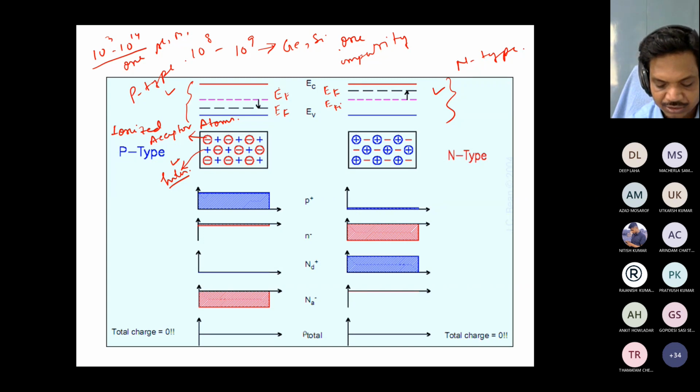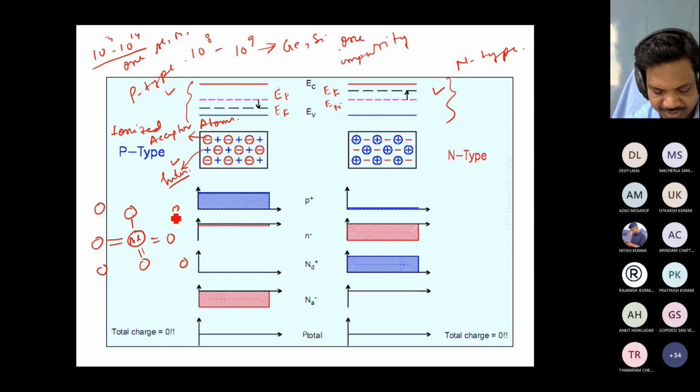Are you getting this? So what does it indicate? That means if you consider there is a doping atom, say aluminium, then surrounding this there must be several germanium atoms in the crystal structure.